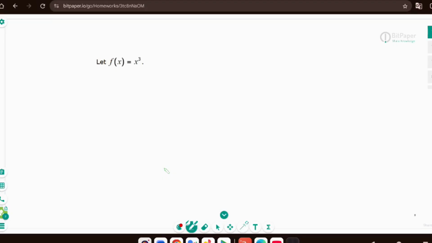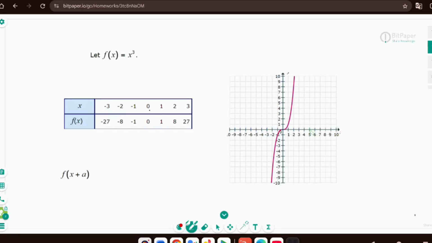Transformation number 2. So in the first video we looked at adding or subtracting a number outside the function. So something like this. Now we're going to have a look at adding or subtracting a number or a constant inside the function. So something like this. Let's have a look at a graph. Here is our function x cubed. We have our x values here and the answers here.